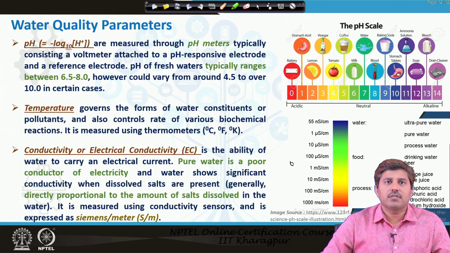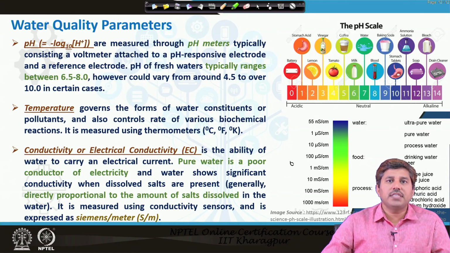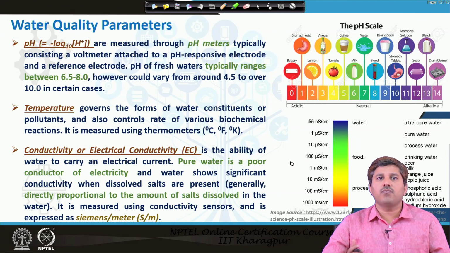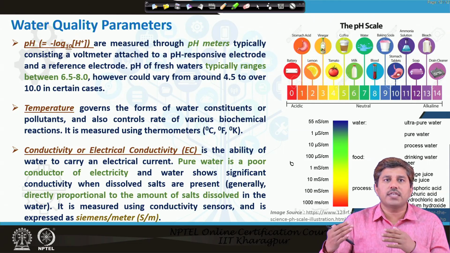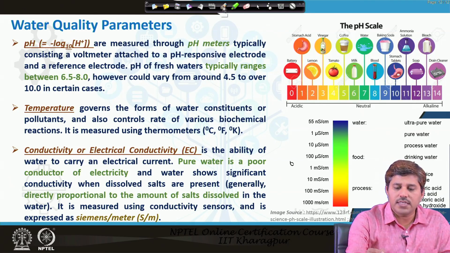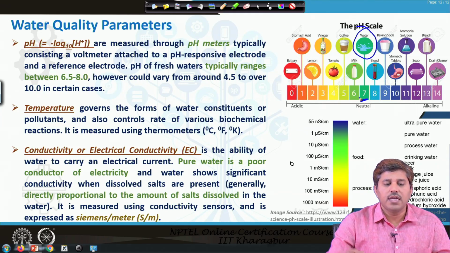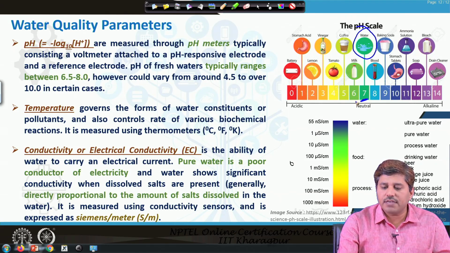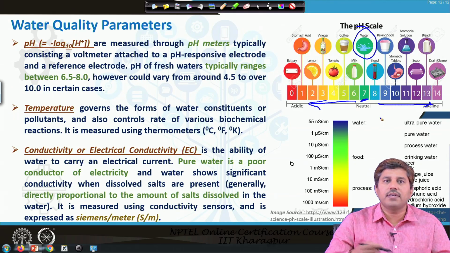So, pH is generally well known to everyone, it is minus log 10 of the hydrogen ion concentration, and this is measured typically through a pH meter, which consists of a voltmeter attached to a pH responsive electrode and the reference electrode. So, the pH of fresh water is typically in the range of 7, and if we move below 7 we get the acidic characteristic, and if you go higher than 7 we face the basic characteristic.